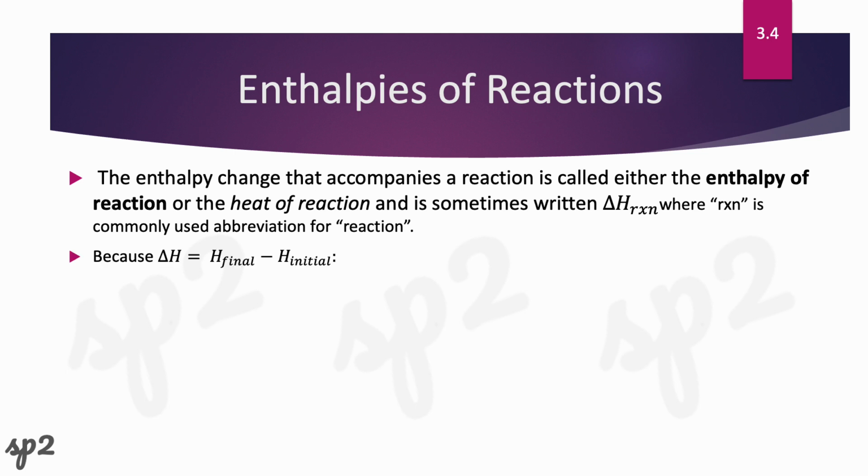And because I have delta, I can say final minus initial, right? So the enthalpy of reaction is given by the delta H of final, which is going to be, guess what? Your product, right? Minus your initial, which is going to be your reactants. So we're looking at the H of the product, the H of the reactants, and then we take the difference of these two. Okay, cool, cool.